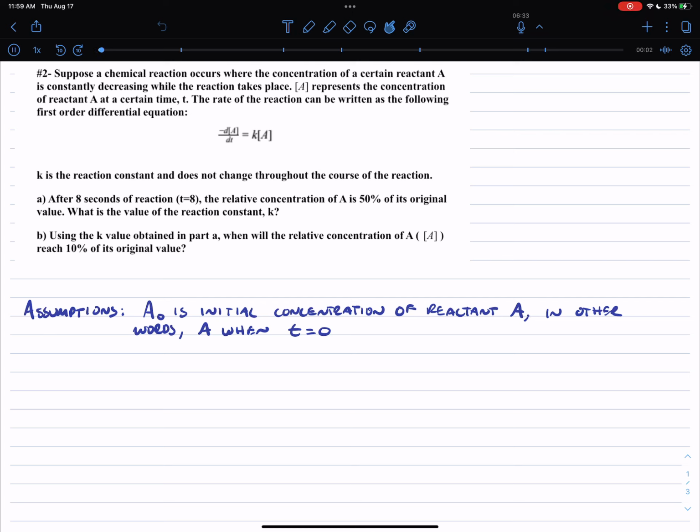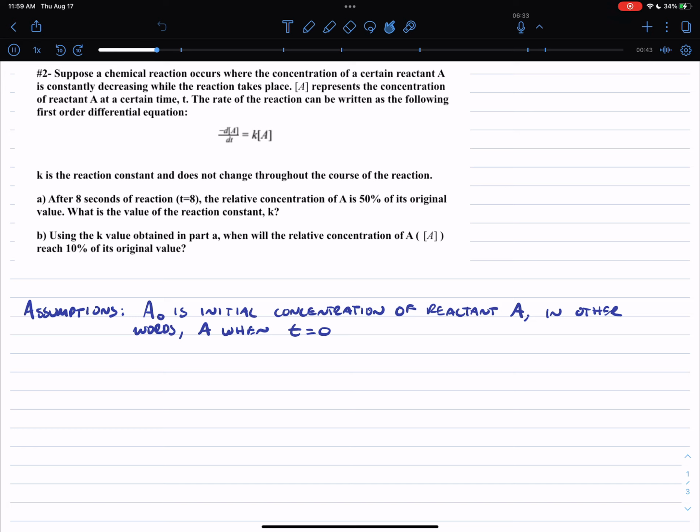All right, so for problem 2 of chemistry, it says, suppose a chemical reaction occurs where the concentration of a certain reactant A is constantly decreasing while the reaction takes place. A represents the concentration of reactant A at a certain time, T. The rate of the reaction can be written as the following first-order differential equation. So we have negative dA over dt is equal to K times A, where K is going to be the reaction constant and does not change throughout the course of the reaction.